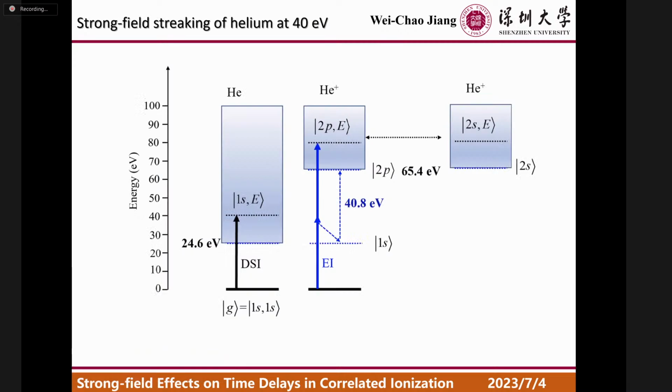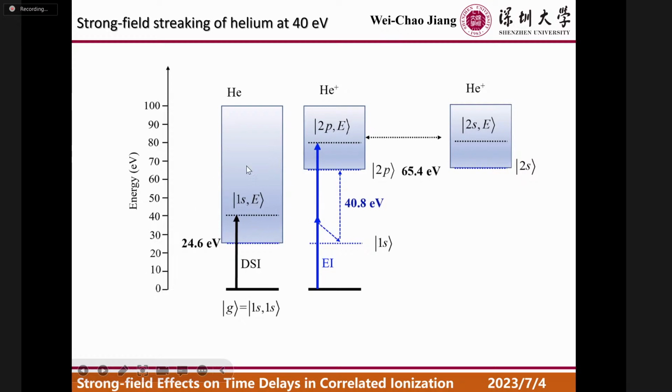After confirming that our numerical method is valid, we now study a new case: the strong field streaking of helium at 40 eV. We increase the intensity of the XUV pulse to very high. This energy is very special. Here shows the possible ionization pathways. At the photon energy of 40 eV, the photoionization can take place by absorbing one photon.